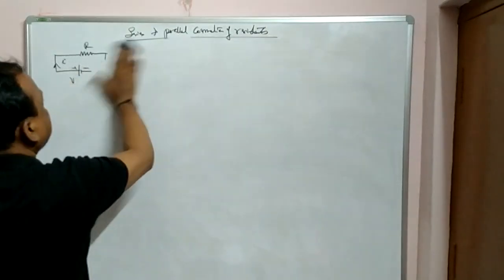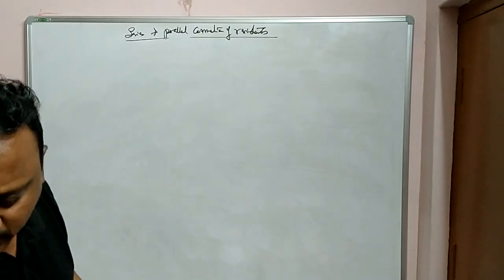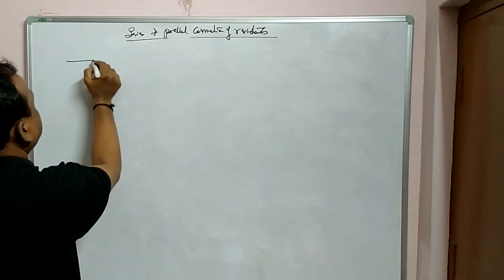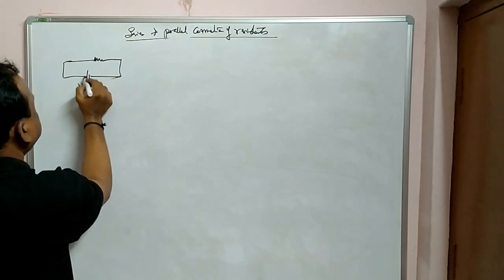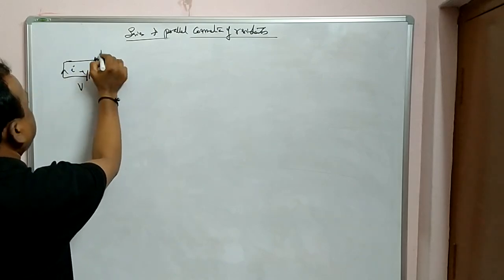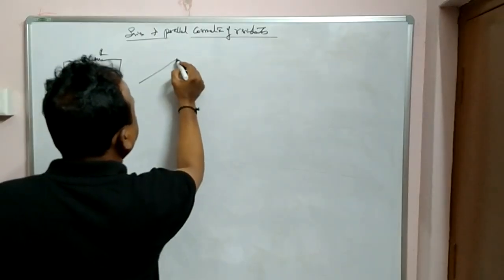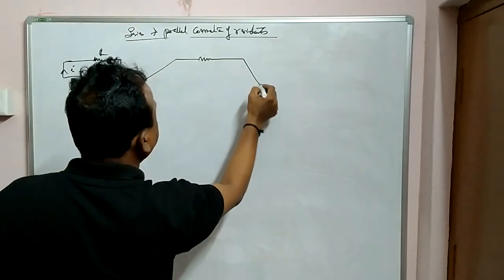Parallel connection, let's see how it looks. This is the single box. Current, resistance. So parallel connection, if you observe carefully, see here.